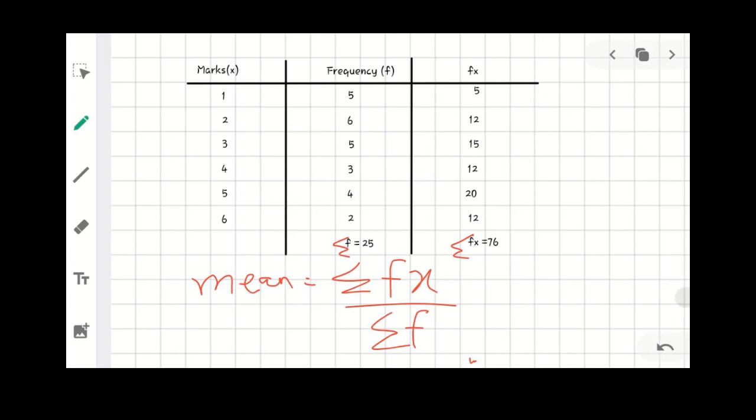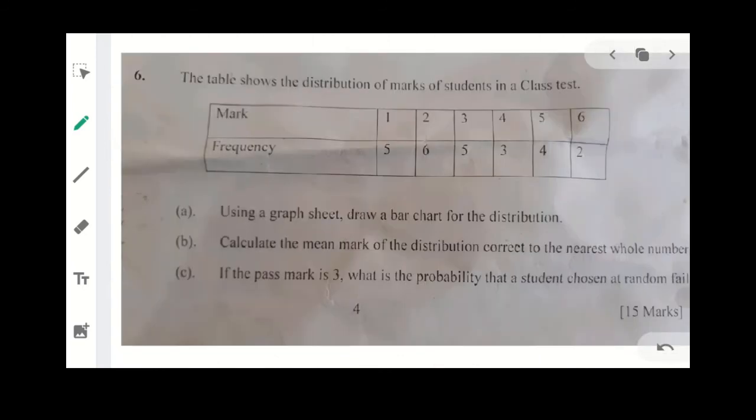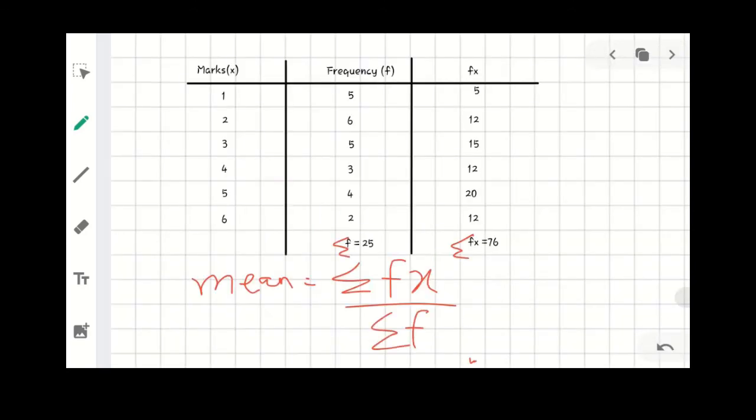Okay, let's see the next question. If the pass mark is 3, what's the probability that a student chosen at random failed? The pass mark is 3, so those who failed are those who scored 1 and 2. The number of students who had 1 and 2 is 11. So 11 students failed.